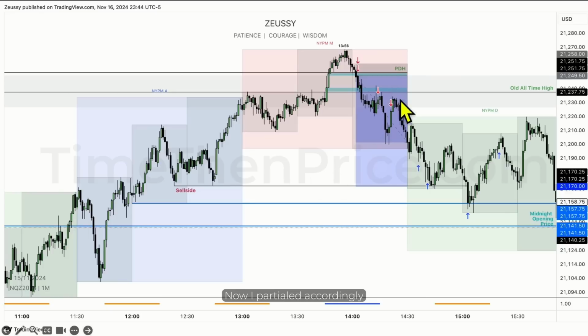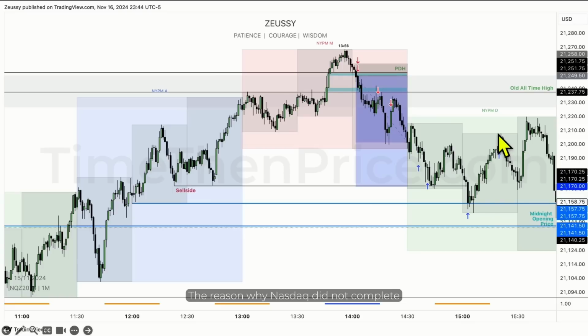Now I parsed it accordingly when the market reached, for example, this 1 minute BC right here and it took out these relatively equal lows. What I want you to see is that this was a beautiful expansion towards the downside after the high of day formed above that previous day high. Notice that eventually the market reaches that hourly BC and that is where my partial took place before my trail stop got hit.